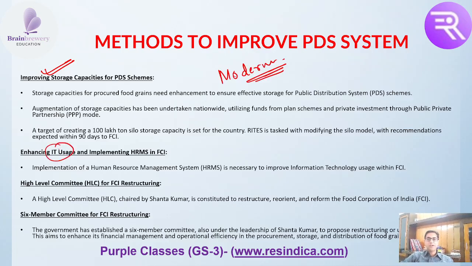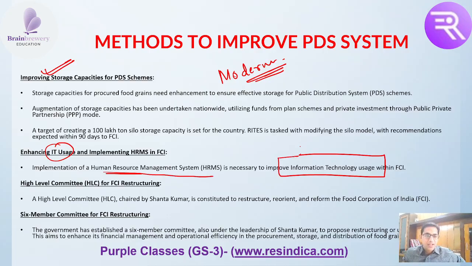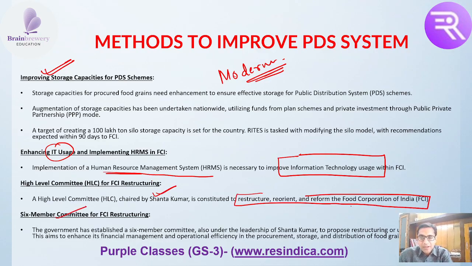IT use has to be done to the fullest, such as a human resource management system, to see how we can utilize information technologies to properly run the FCI. So the high-level Shanta Kumar committee was to restructure and reorient the FCI. It was a 6-member committee which recommended restructuring the FCI for modern needs. Proper financial management and proper operational efficiency have to be achieved by the FCI.